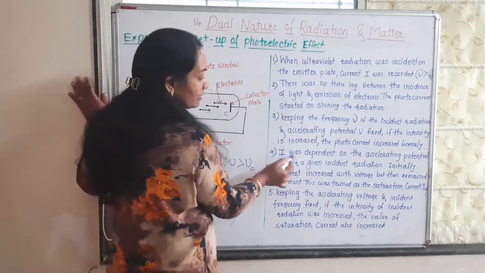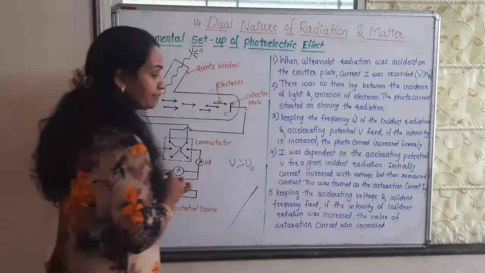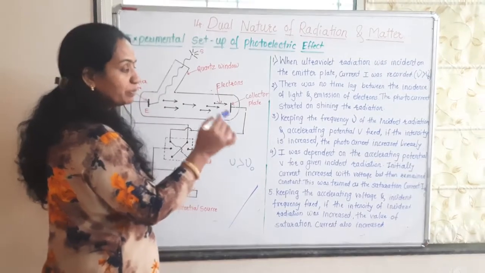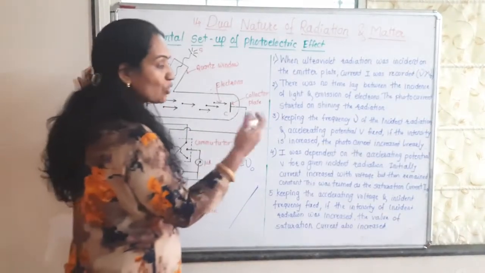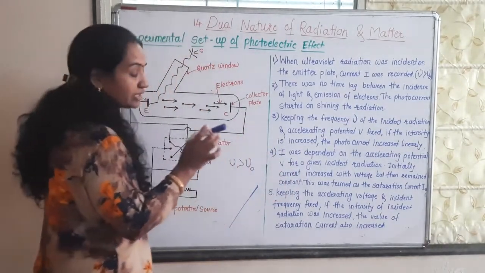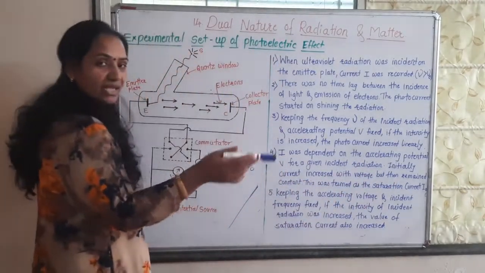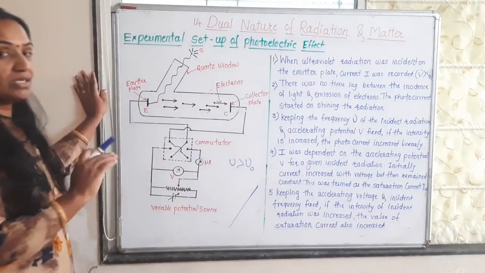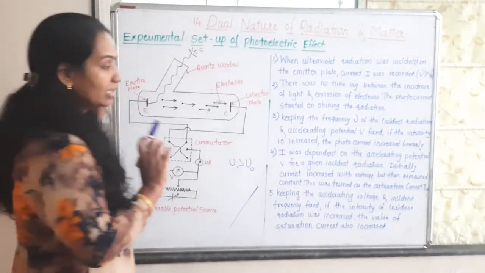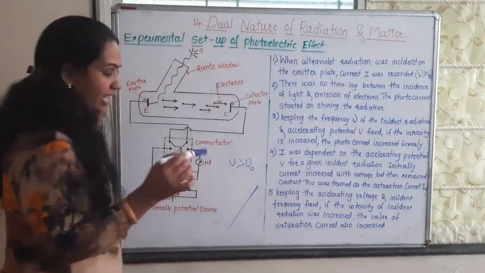This current is dependent on the voltage. Initially the current increases with the increase of voltage, but after that it is constant, and this constant current is called the saturation current, I0. After some point, increasing the voltage cannot increase the current any further, and this current is called the saturation current I0.